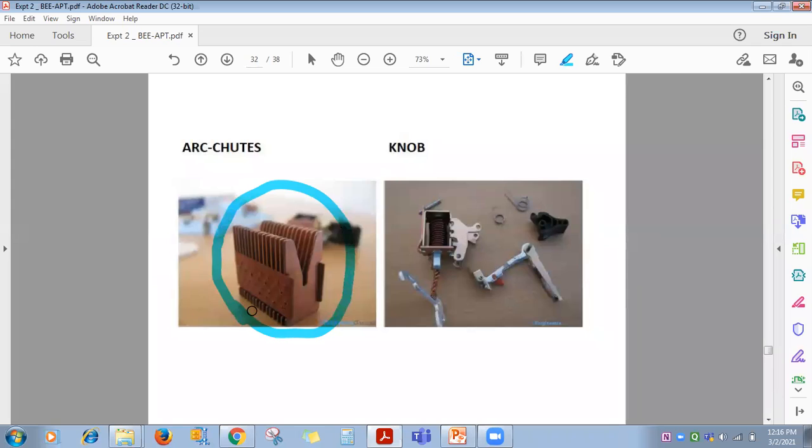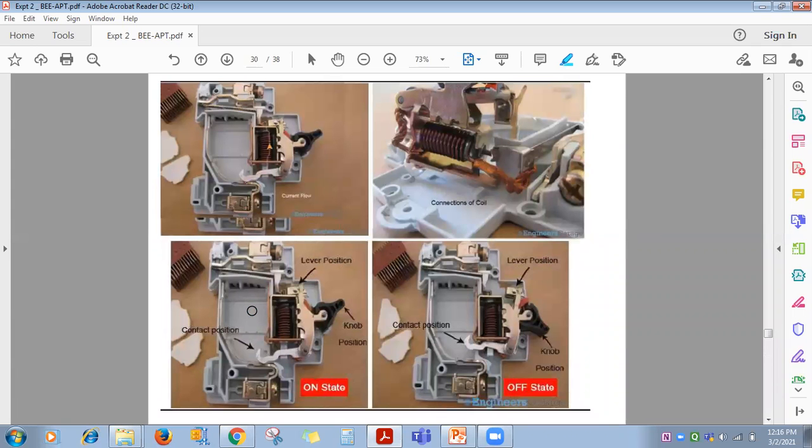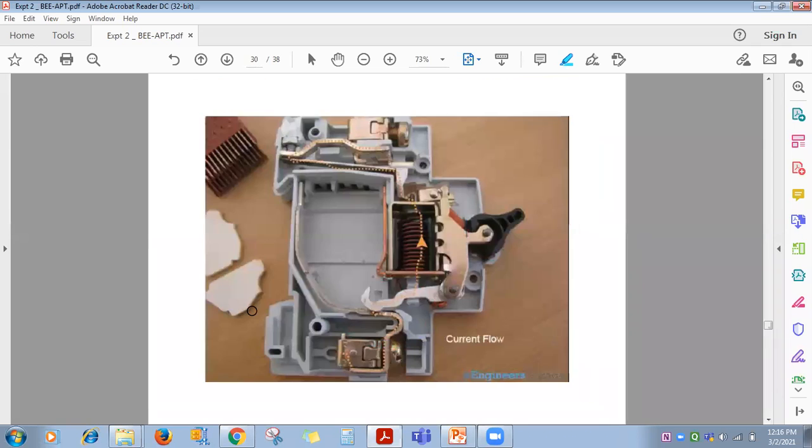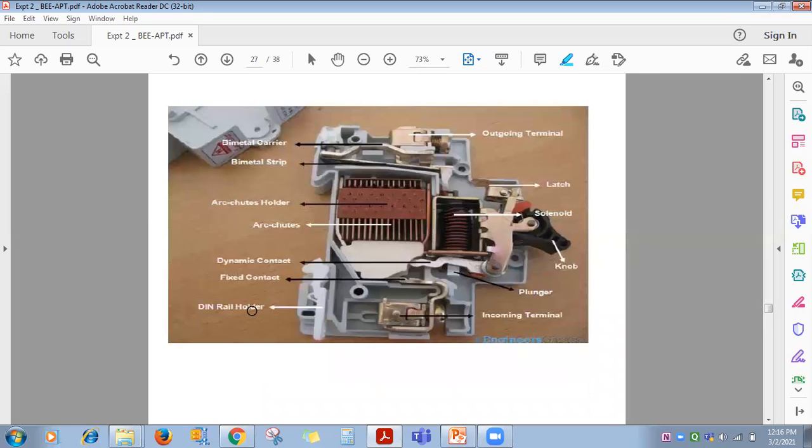So what they do is, whatever arc is produced, they spread that arc, and if you are spreading that arc, it will help to extinguish the arc formation. So if the current carrying contacts touch each other or move away from each other and arc formation is there, these arc chute chambers help to split that arc, and because of which it gets extinguished. So this is the arc chute chamber.